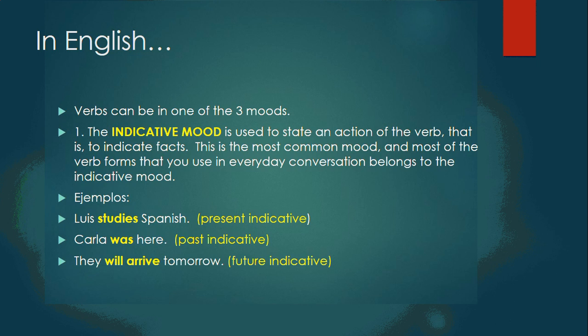In English, a verb can be in one of three moods. The indicative mood is used to state the action of the verb, that is, to indicate facts. This is the most common, and most of the verb forms that you use in everyday conversation belong to the indicative mood. Luis studies Spanish. Carla was here. They will arrive tomorrow.